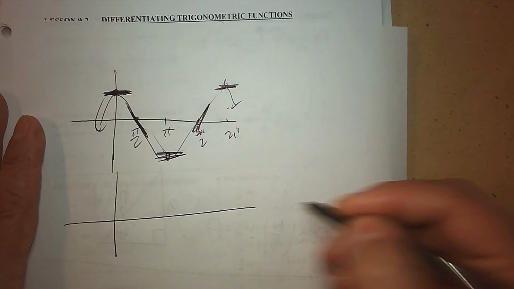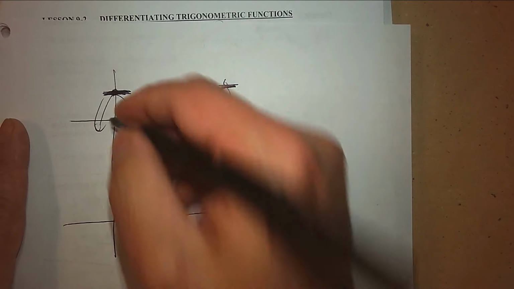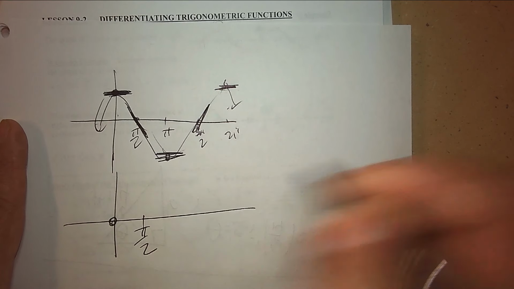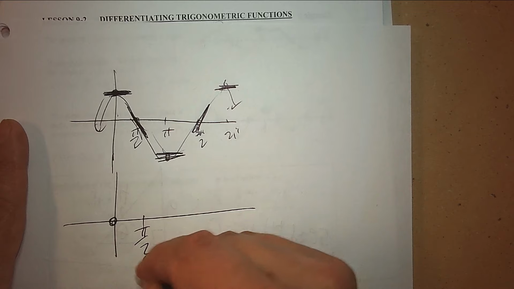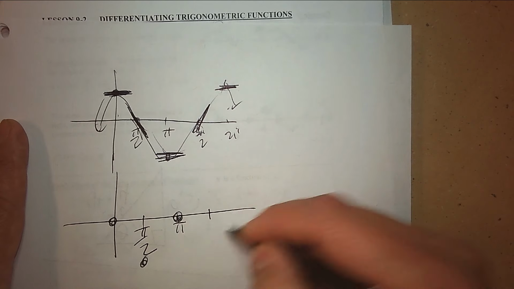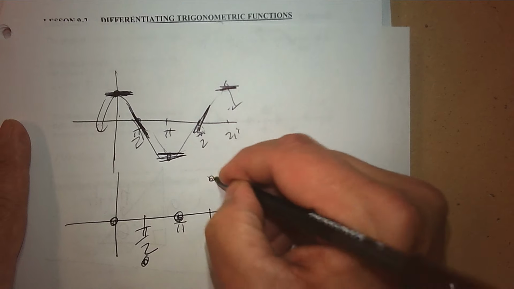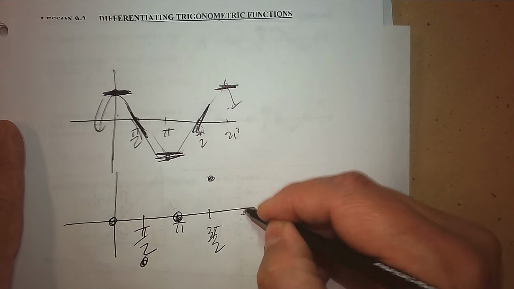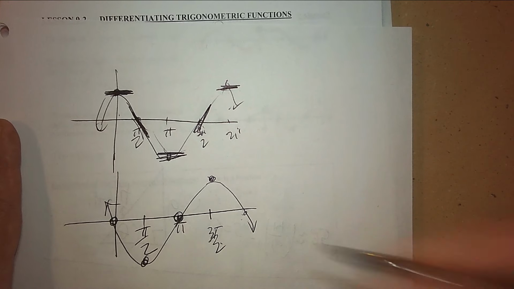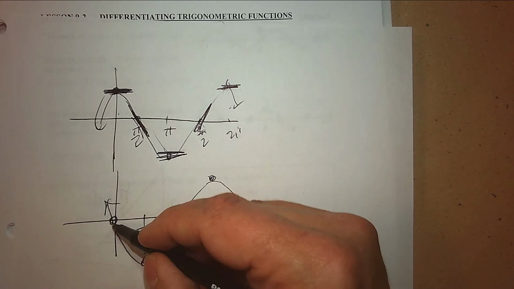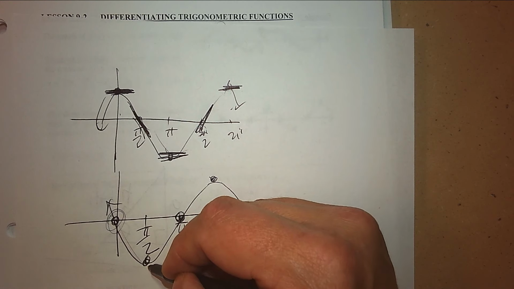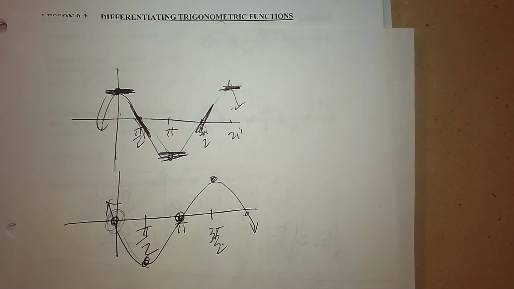When I graph it, at 0, the answer for the slope is 0. At pi over 2, the slope is negative 1. At pi, it's 0. At 3 pi over 2, it's positive 1. And then back to 2 pi, it's 0. When you look at this graph, what did you just graph? That's the derivative. It's sine because it starts in the middle, but what direction does it go? So can you see why it's negative sine for the derivative?